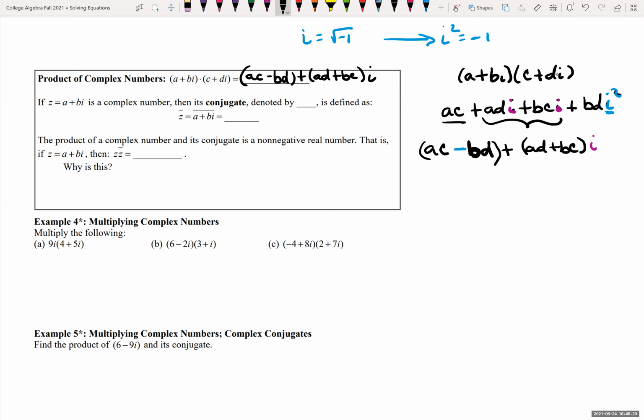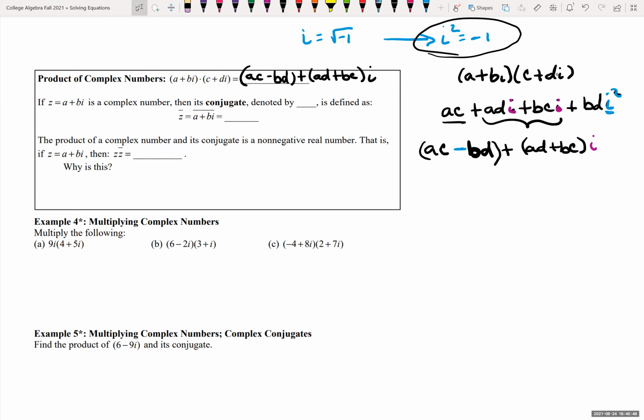I would just FOIL it out. I wouldn't look at what my AC minus BD is in that case. You can, I guess, memorize it if you want, but it's just easier to FOIL. Just recall that i squared is -1.